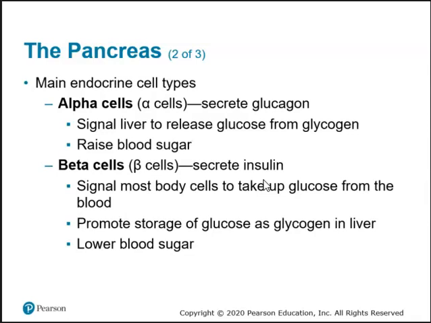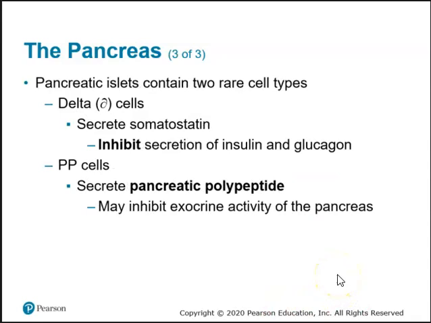And we've heard of the condition of diabetes, which is actually where we have abnormal secretion of insulin or no secretion of insulin at all. And we'll talk about that in just a little bit. Pancreatic islet cells also contain two rare cell types. We have our delta cells. Delta cells secrete somatostatin. Somatostatin is a hormone that inhibits the secretion of insulin and glucagon. We also have our PP cells, which secrete pancreatic polypeptide, which also may inhibit exocrine activity of the pancreas.